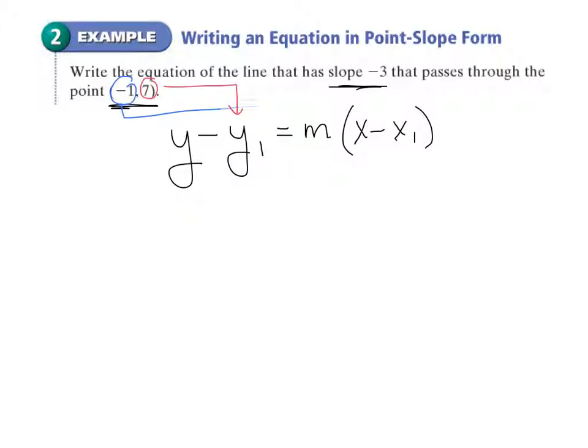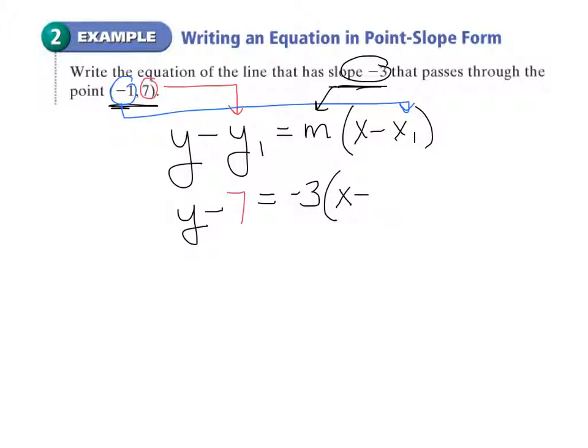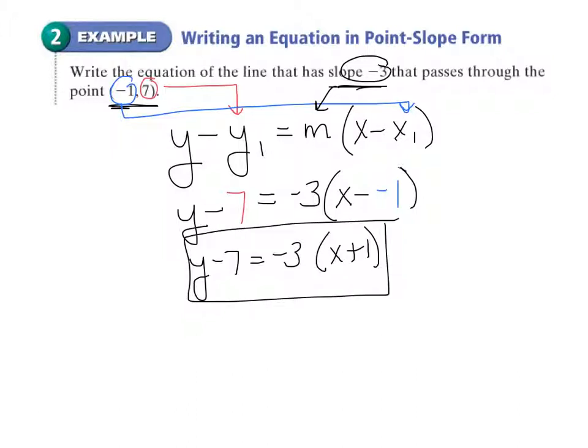My negative 1 for x is going to get plugged in here. And my slope gets plugged in for m. So if I plug that all in, that gives me y minus 7 equals my slope of -3 times x minus -1. Now, that would give me y minus 7 equals -3 times x plus 1. And that's my equation. That's really as easy as it is.